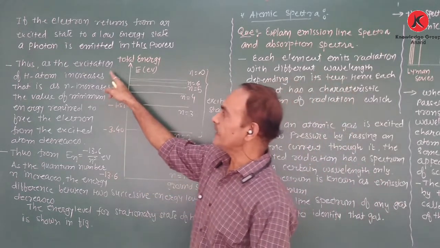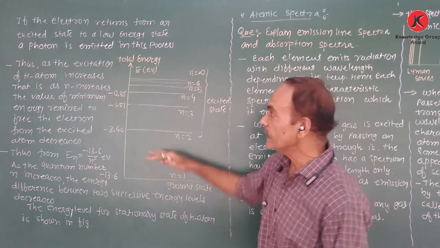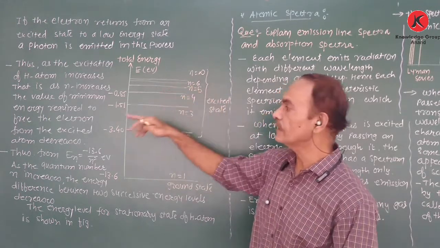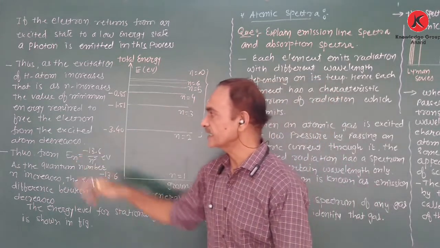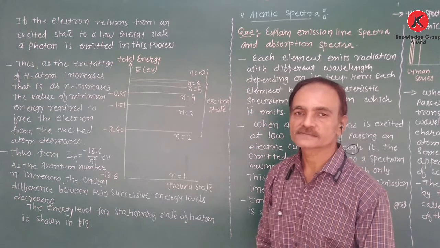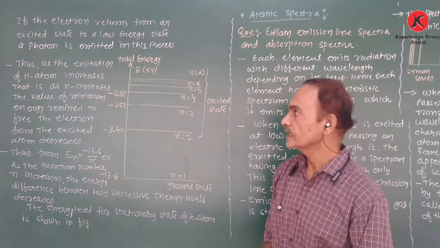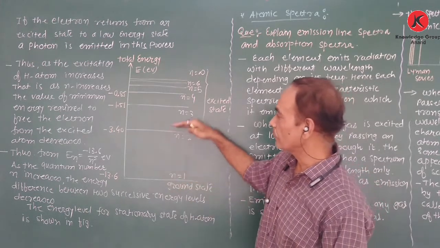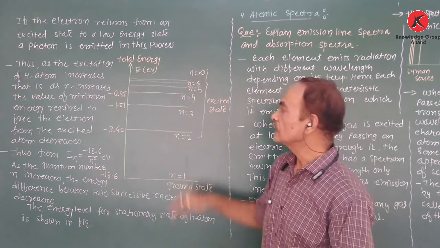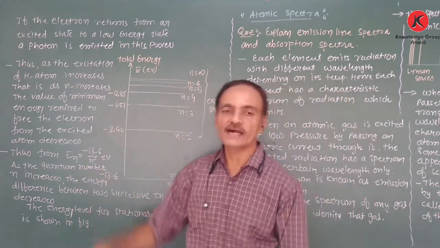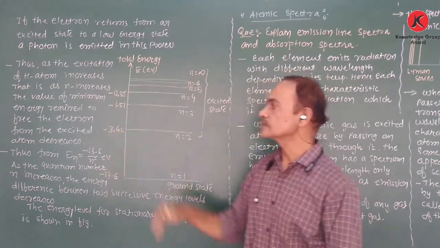Thus, as the excitation of the H atom increases, that is, as n increases, the value of the minimum energy required to free the electron from the excited state decreases. So what is that? If the excitation of the H atom increases, it means the number of the orbit n increases, so the energy decreases. Therefore, the minimum energy required to make the electron free from the excited state also decreases.